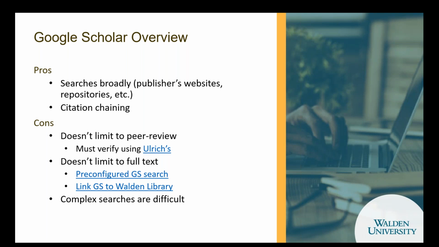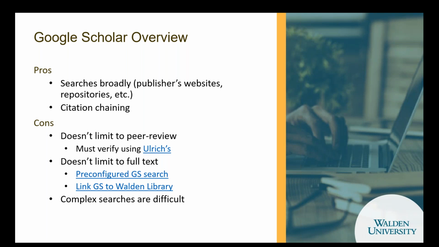Google Scholar has a lot of pros. It searches broadly. I searched the same topic we were working with tonight and I ended up with 64,000 results. And the first result was a book. If you look at the cons, you can't limit to peer review. It's anything that's considered academic: books, conference papers, other types of information and reports that may not be peer-reviewed empirical research. So anything that you find in Google Scholar, you have to verify in another database to make sure that the journal is peer-reviewed.